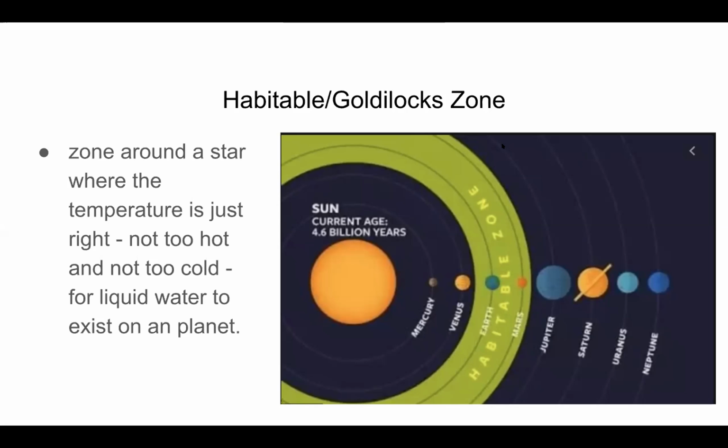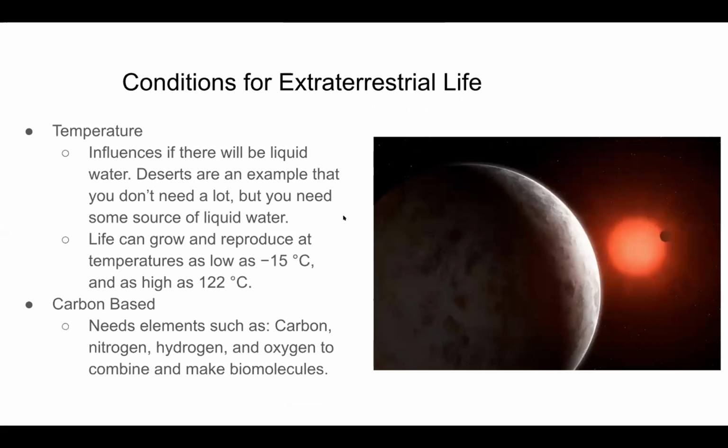It's also where liquid water can exist on a planet. Conditions for extraterrestrial life. One condition that's needed is temperature. Temperature influences whether there will be liquid water, which is needed. Deserts are an example on Earth where you don't need a lot of water, but you need some source of liquid water for life. Life can grow and reproduce at temperatures as low as -15 degrees Celsius and as high as 122 degrees Celsius.